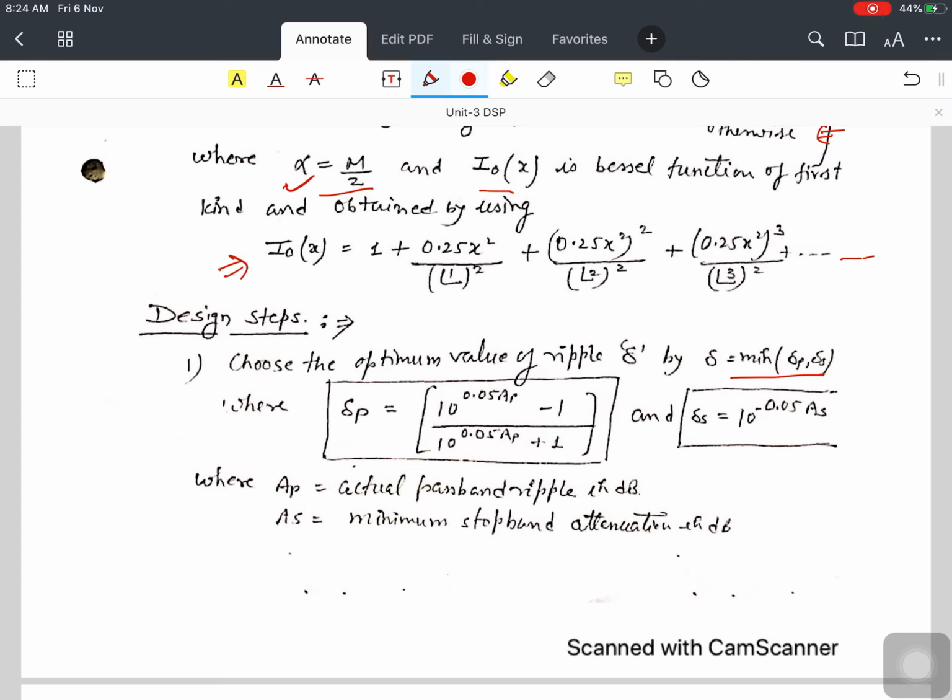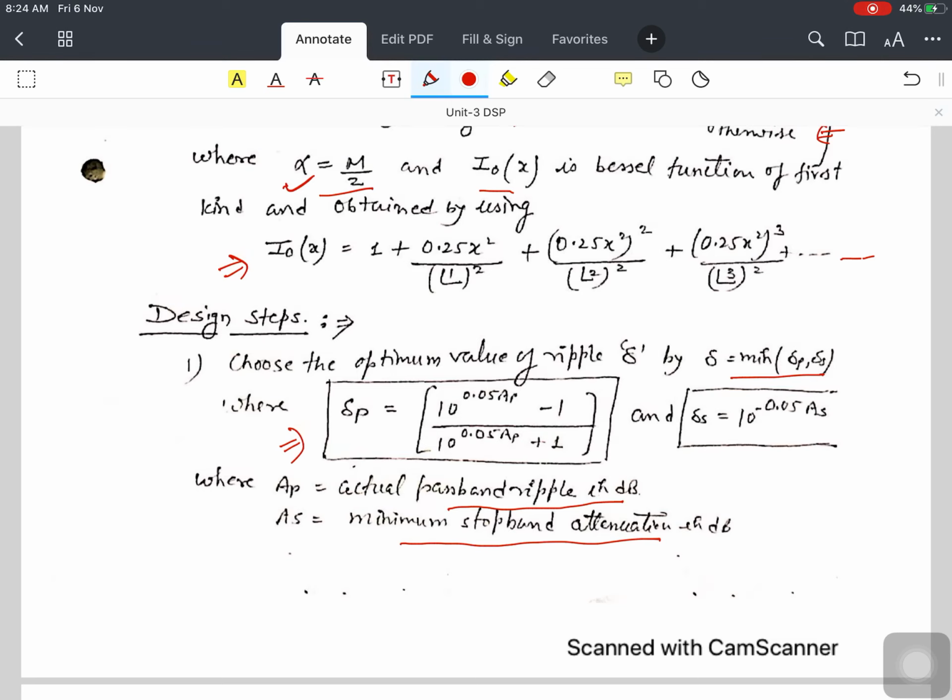Whenever you are going to calculate del p and del s, whichever is the minimum value between the two will be considered as del. Del p you can calculate with the help of del p equal to (10 to the power 0.05 Ap minus 1) upon (10 to the power 0.05 Ap plus 1). And del s you can easily calculate with the help of 10 to the power minus 0.05 As, where Ap is the actual pass band ripple in dB and As is the minimum stop band attenuation in dB.